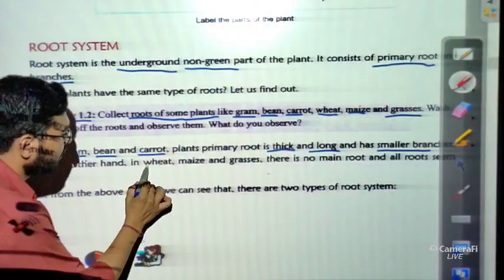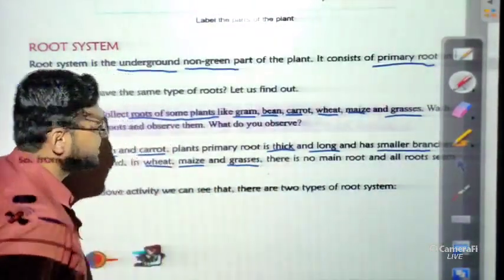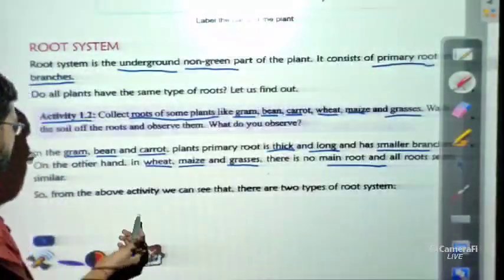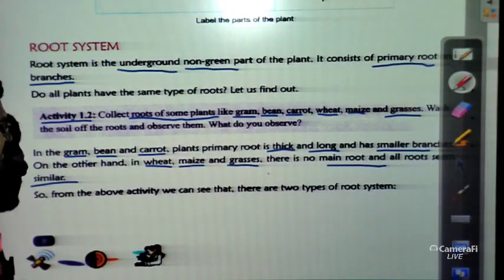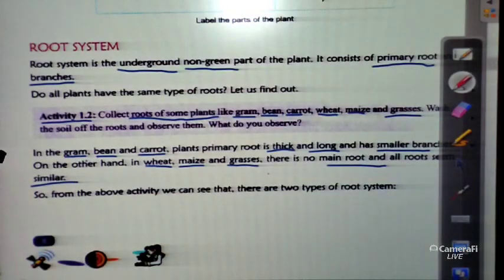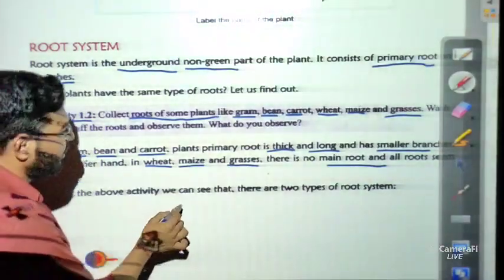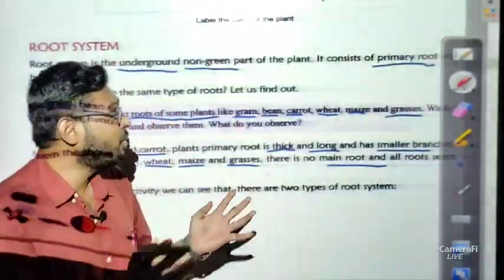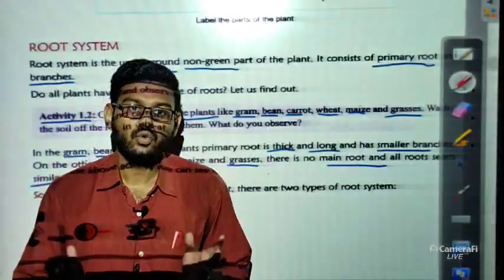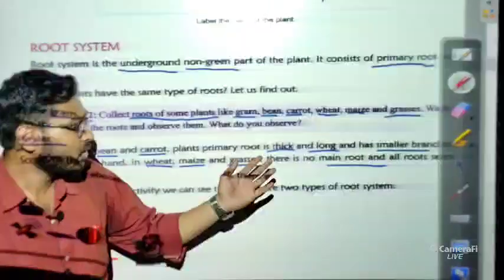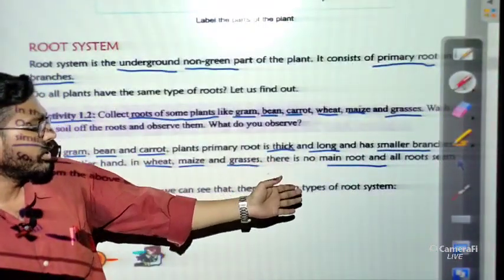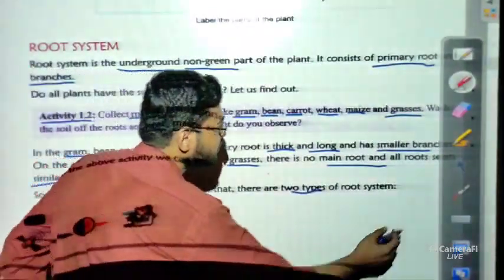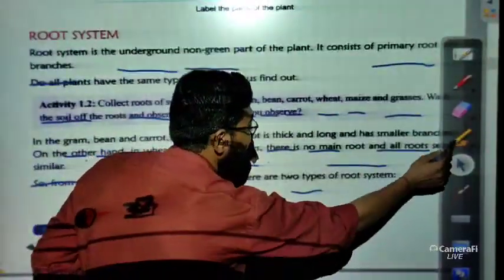On the other hand, in wheat, maize and grasses, there is no main root, and all roots seem similar. So from the above activity we can see that there are two types of root system. The whole plant can be divided into two parts, root system and shoot system. Now we are going to divide our root system into two types. What are the two types? Let us discuss.